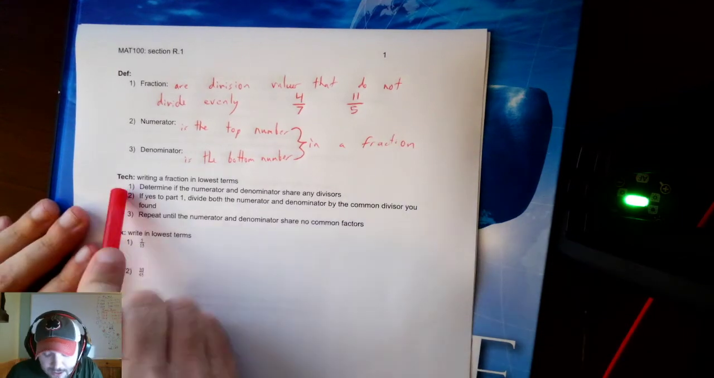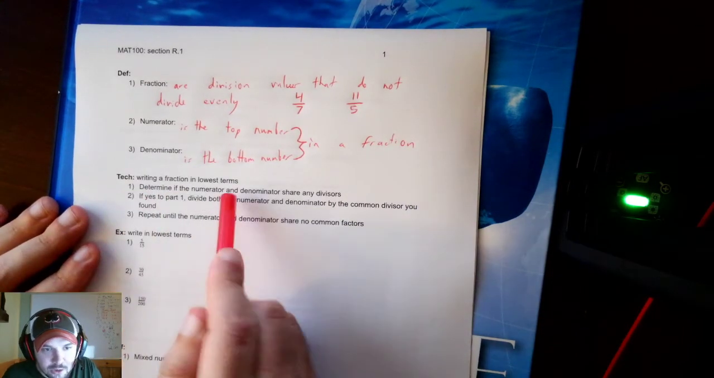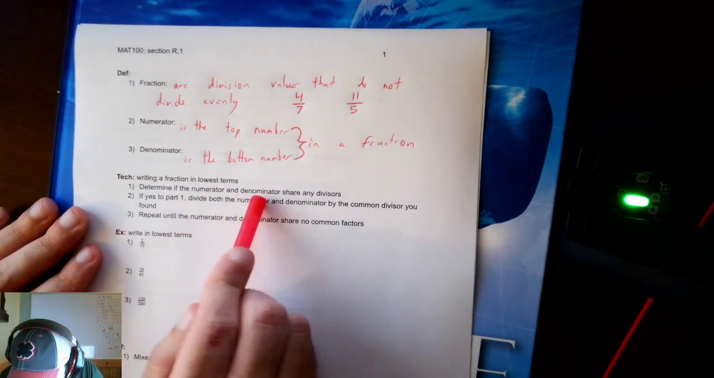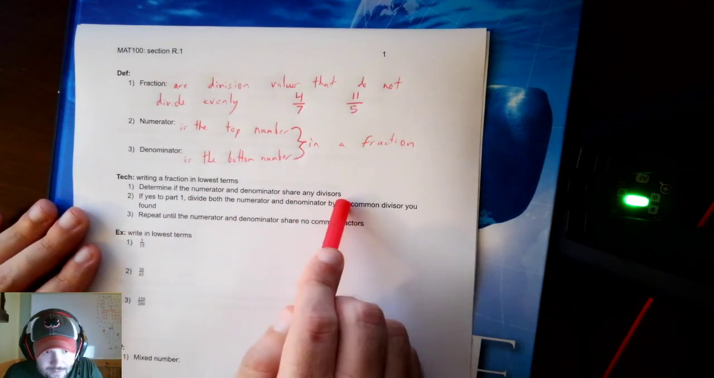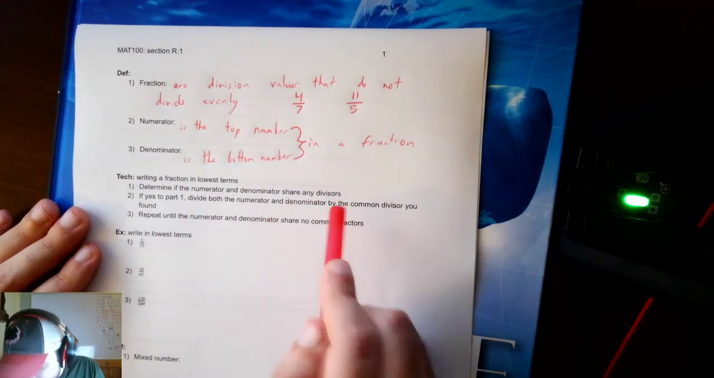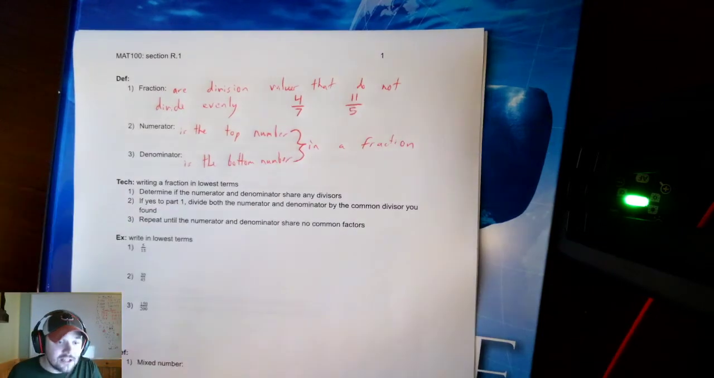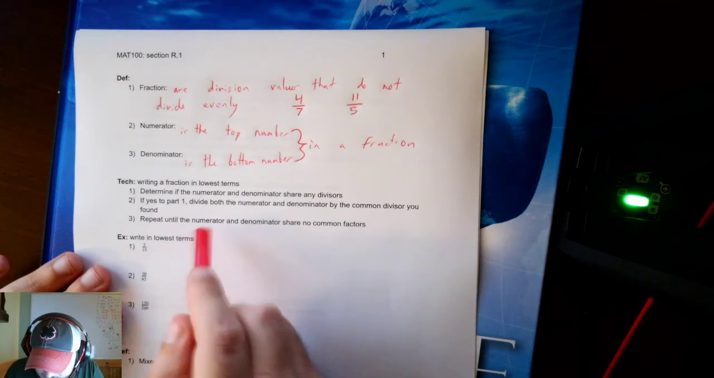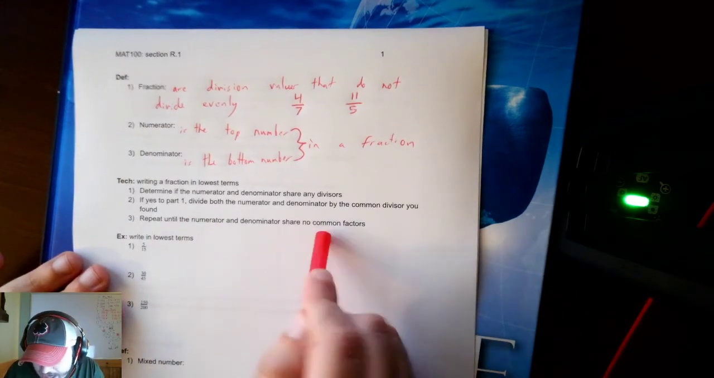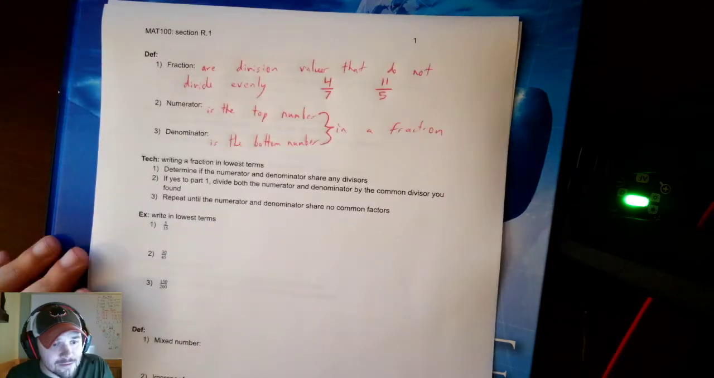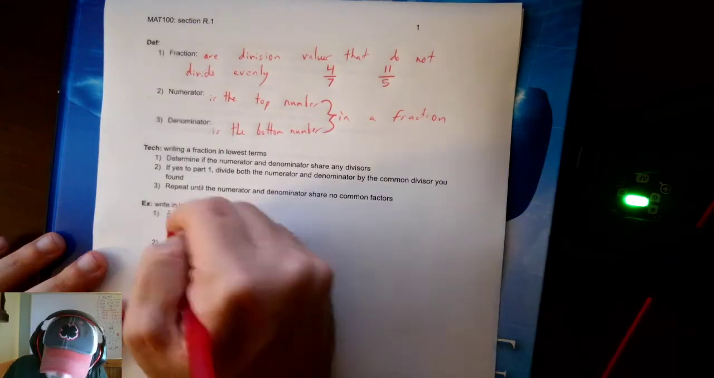So first, we're going to talk about a technique, writing a fraction in lowest terms. The first step is determine if the numerator and denominator share any divisors. If yes to part 1, divide both the numerator and denominator by the divisor you found. If they do share a divisor, we divide it out. Step 3, we repeat until the numerator and denominator share no common factors. They share no common divisors. They can't be reduced any further.